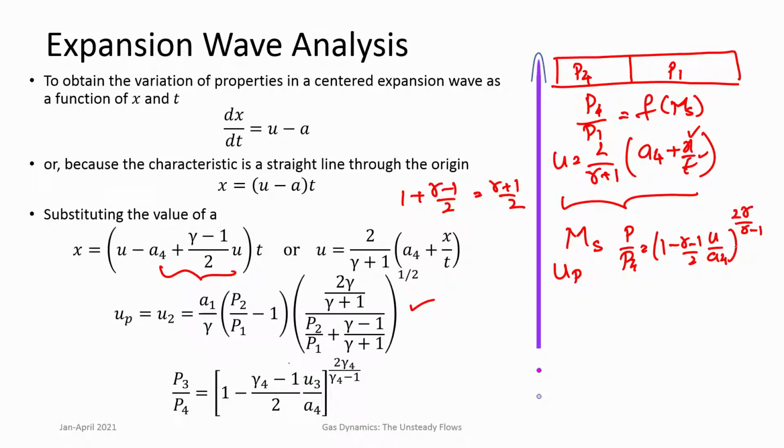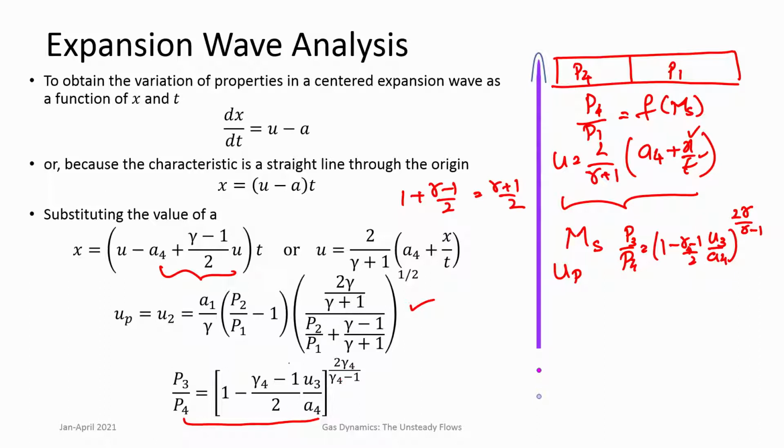This is known. Now if we connect region 3 and region 4 of the shock tube, then this becomes P3 by P4, and here u becomes U3 by A4, and the relevant gamma here is of region 4, which is gamma 4. So that is how this particular term comes about. P3 by P4 is equal to (1 minus (gamma 4 minus 1) by 2 times U3 by A4) to this power.